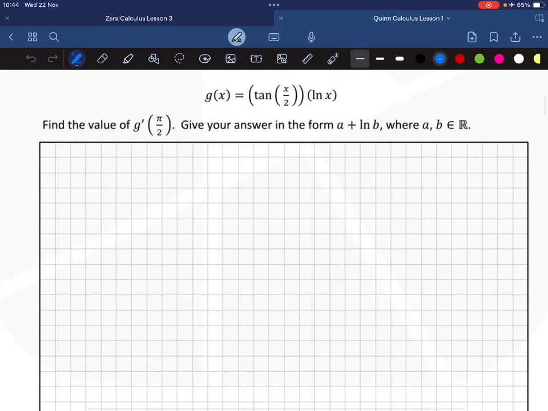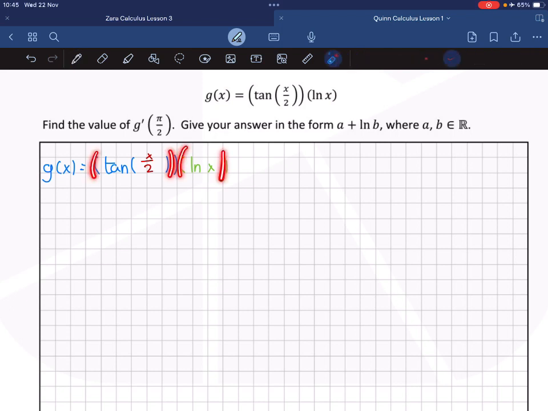Well, g of x, as it says up there, there's two things going on here. First of all, we have the tan of x over 2, and then this gets multiplied by the natural log of x. So how do we do this? Well, the first thing you realise is that it's one function times another function. So we're going to use the product rule.